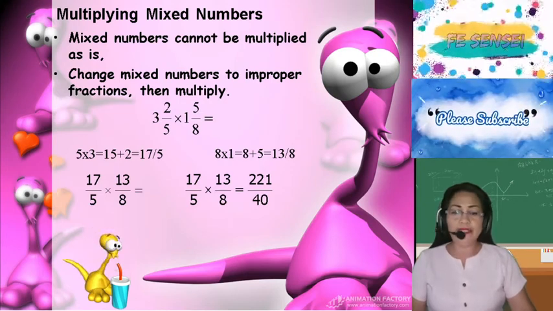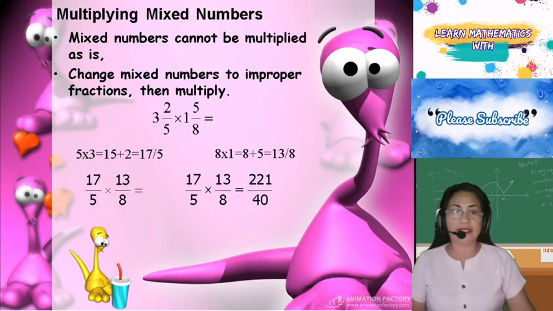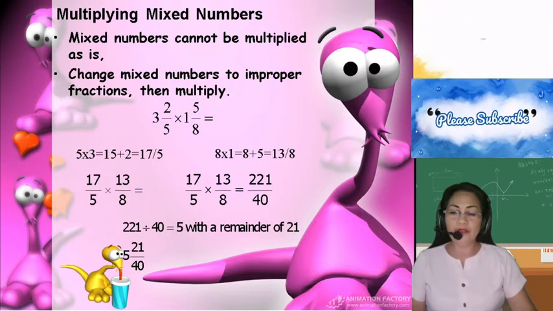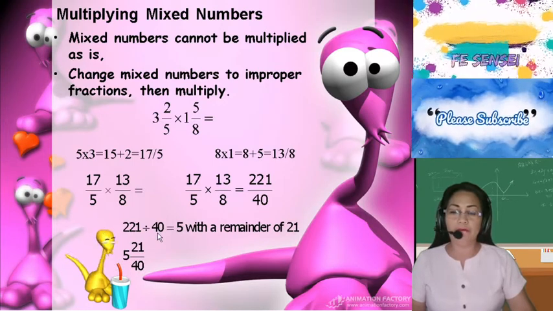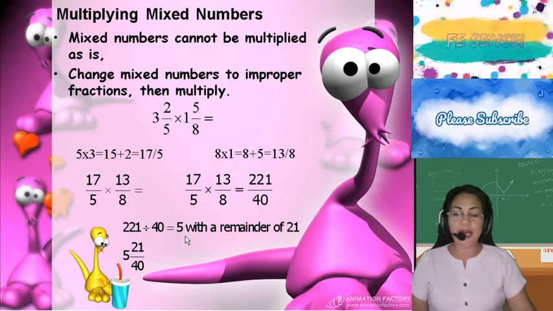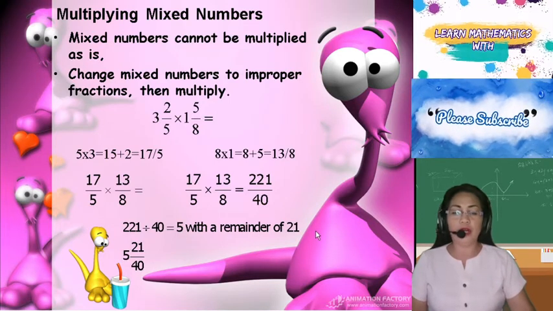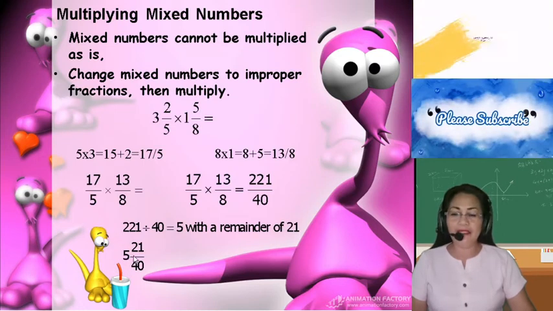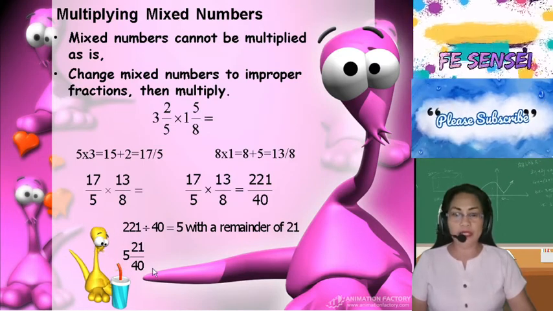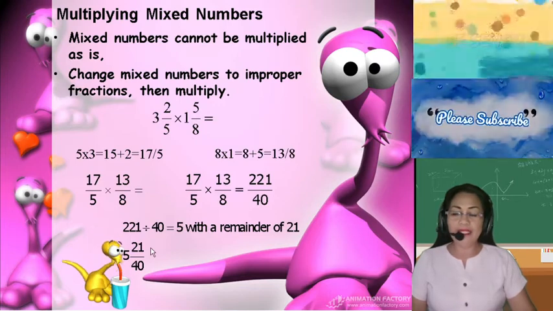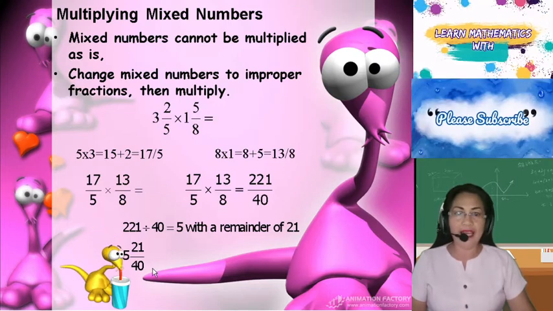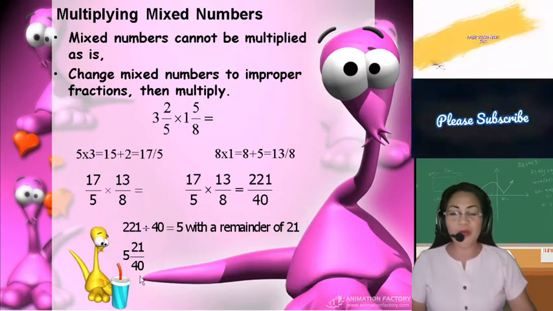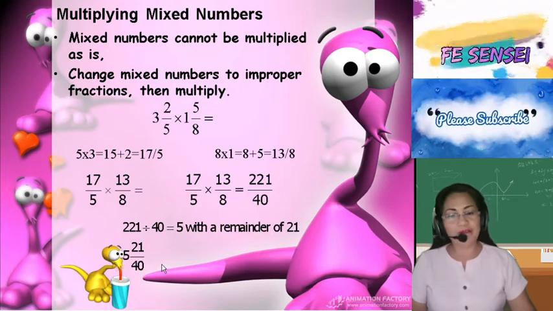We're going to change the improper fraction into a mixed number. So 221 divided by 40 equals 5 with a remainder of 21. So the final answer is 5 and 21/40. 21 and 40 do not have a common factor. So this is our final answer.